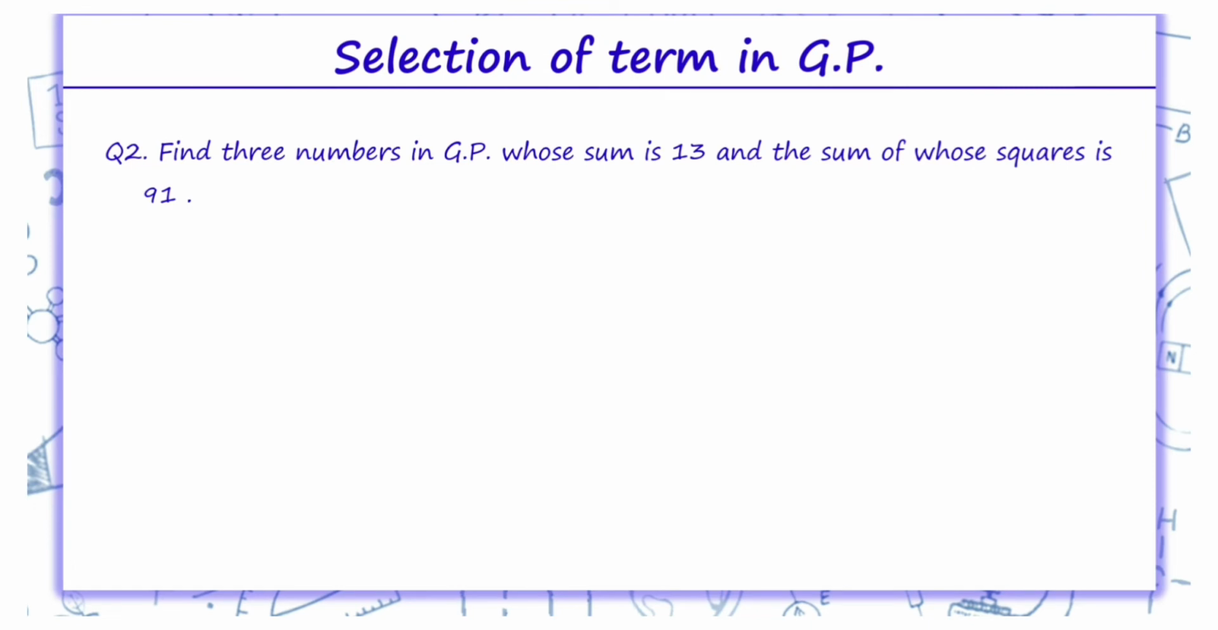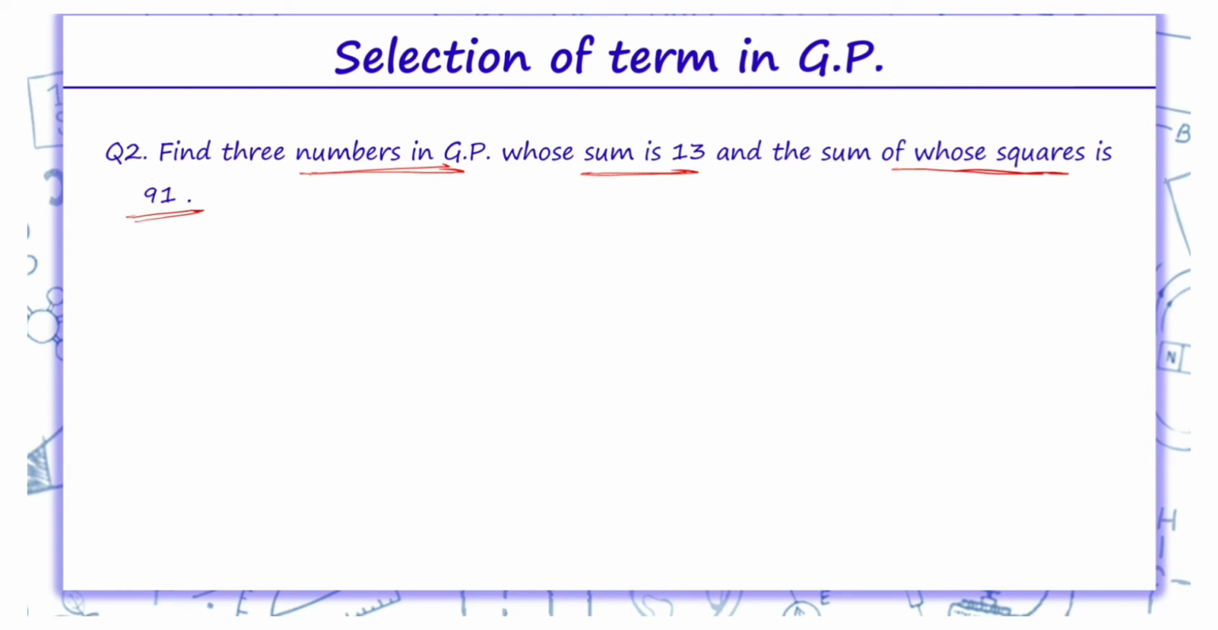Then coming on to the next question. The next question is, find 3 numbers in GP whose sum is 13 and the sum of whose squares is 91. So now we have to find 3 numbers in GP.